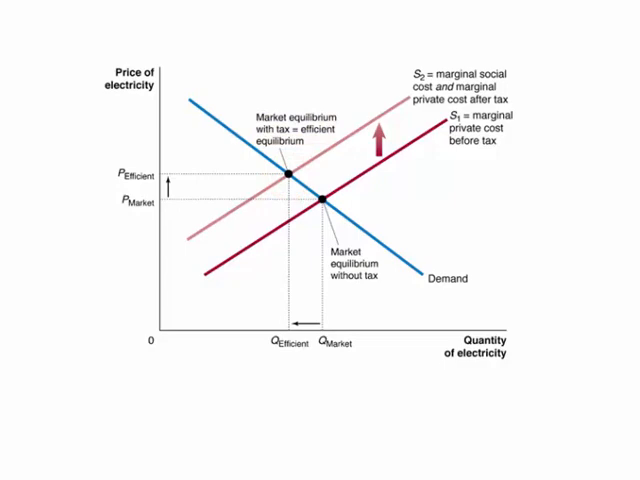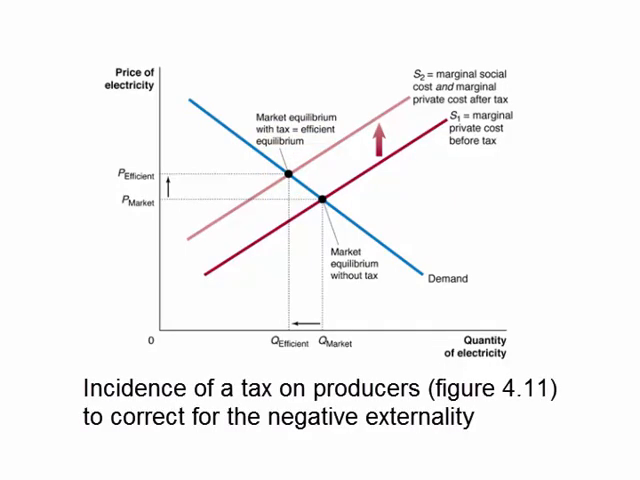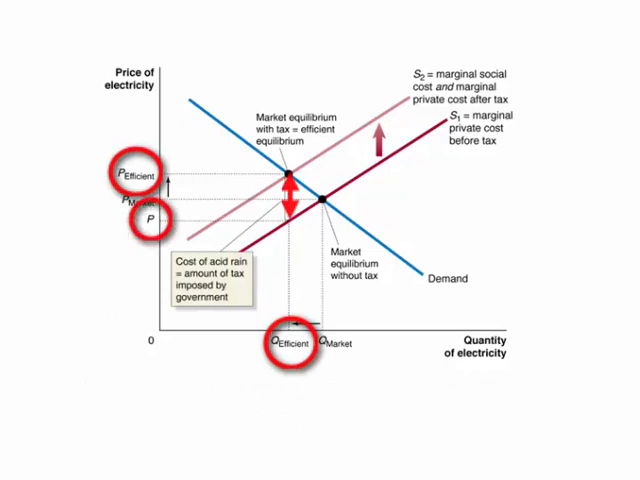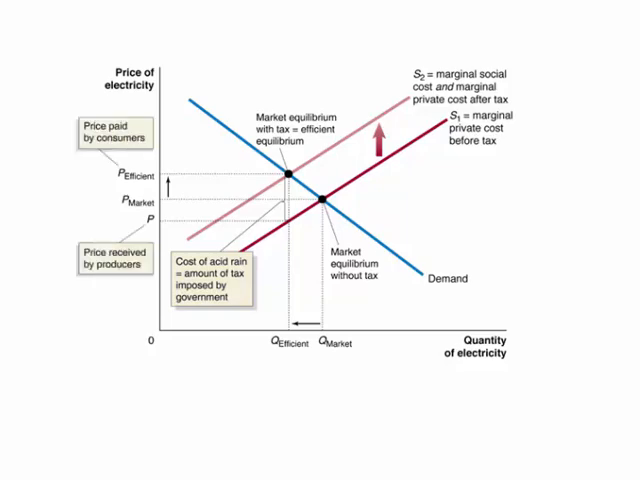Now let's look at the actual incidence or who pays the tax. Recall, when we impose a tax, we can look at the vertical distance at the efficient quantity, or the difference between the efficient price and just the generic price here, which comes off the original supply curve. That's the amount equal to the tax, which also happens to equal the actual cost of the negative externality, or in this case, the cost of acid rain due to the production of electricity. Thus, the amount the sellers receive is the price level P here, which comes off the supply curve, while the efficient price, that's the amount the consumer pays.